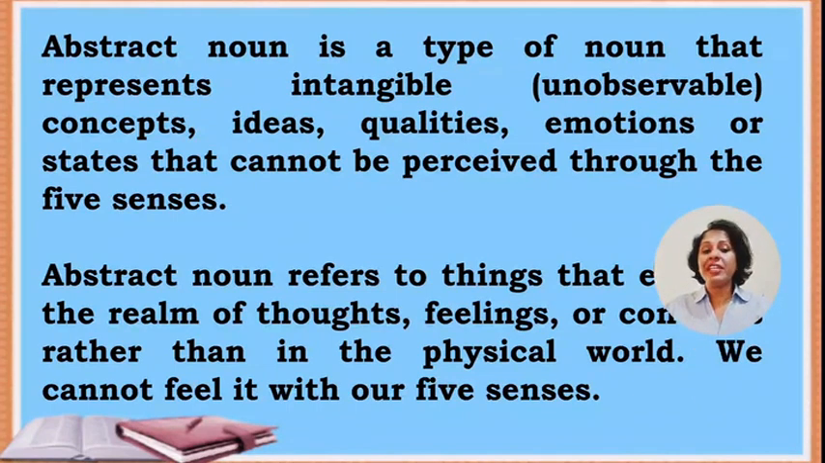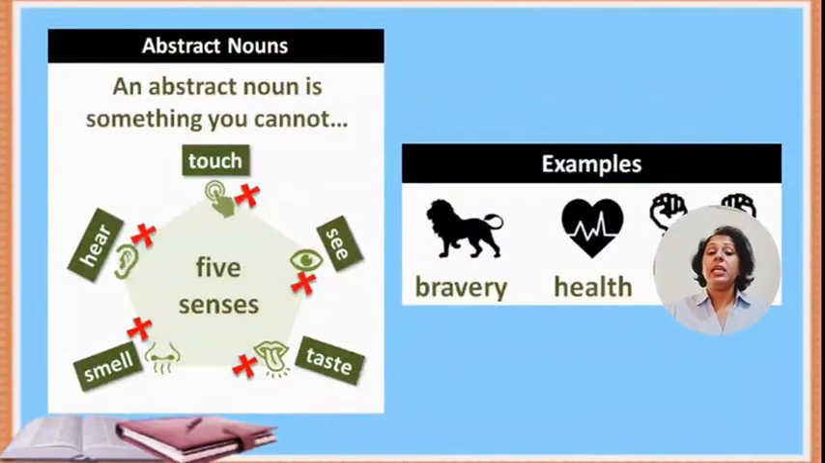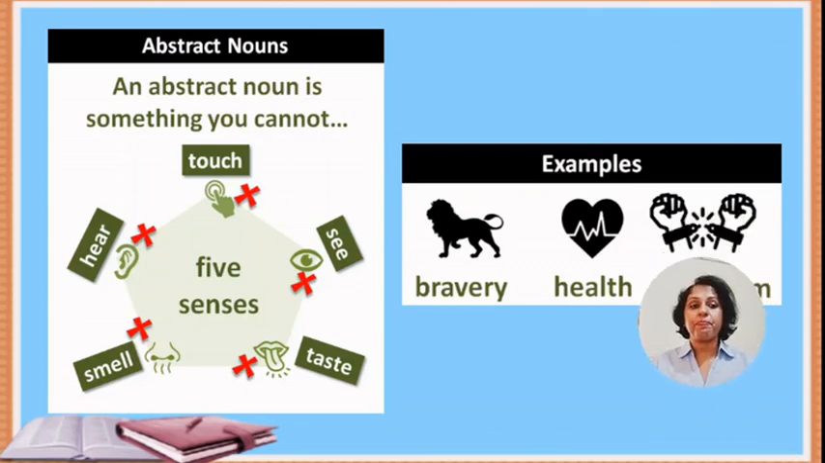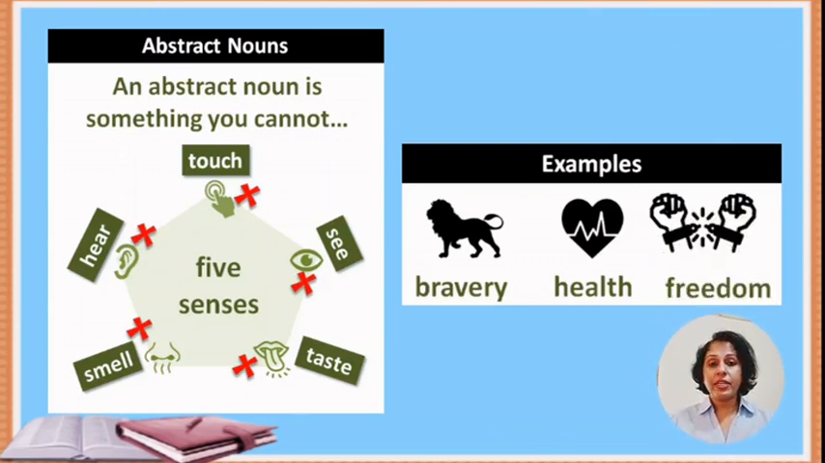We cannot feel it with our five sense organs. Say for example, we cannot touch it, we cannot hear it, we cannot see, smell or taste it, but we know that it is there. That is an abstract noun. Say for example, bravery. The word bravery is an example of an abstract noun.